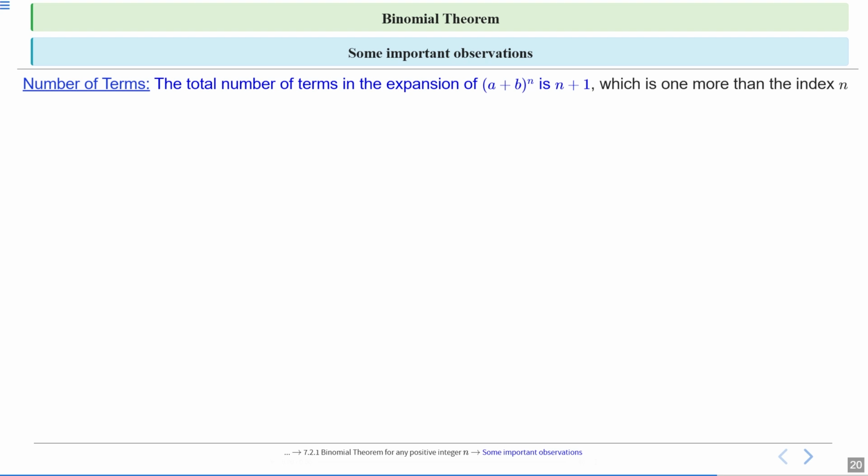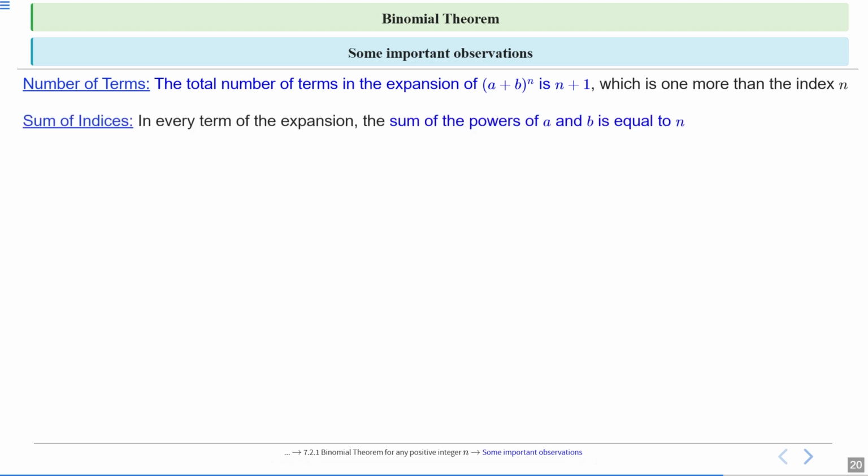Now, we will see some important observations. Here, number of terms: the total number of terms in the expansion of (a+b) whole to the power n is n+1, which is one more than the index n. Now, sum of indices: in every term of the expansion, the sum of the powers of a and b is equal to n. For the term nCr a to the power n-r b to the power r, the sum of the powers is n-r+r, which is equal to n.